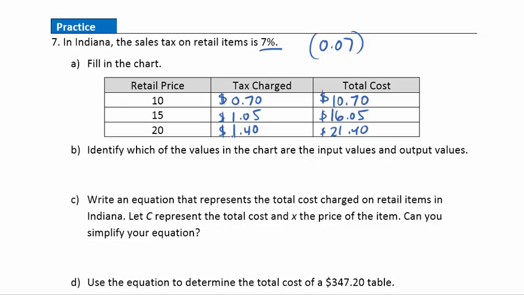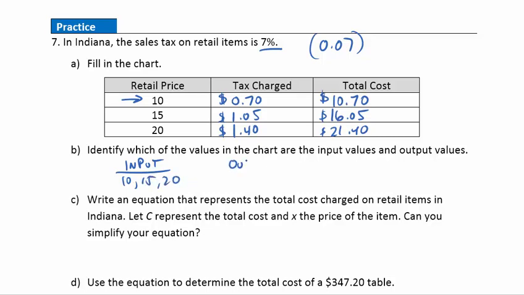Okay. Part B now, identify which of the values are the input values and the output values. All right, well, I think here, there's a couple ways of looking at this. For sure, our input values are going to be the price of the item. So 10, 15, and 20.